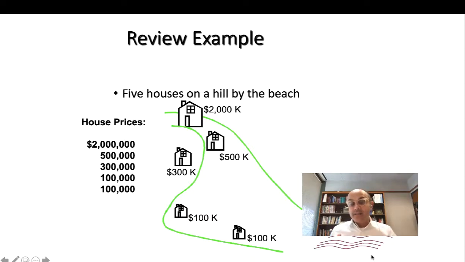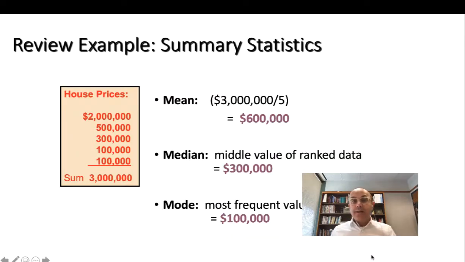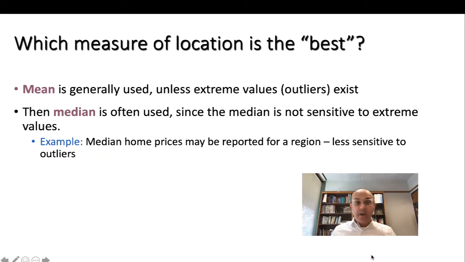Let's take a simple example of buying a house. We want to buy a house near the hill, near the beach, and the prices range from 2 million downward. So we can use descriptive statistics to find the mean, the median, and the mode in order to have a sense of where the prices in this neighborhood range. This is important because it gives us a better sense of where the value is.